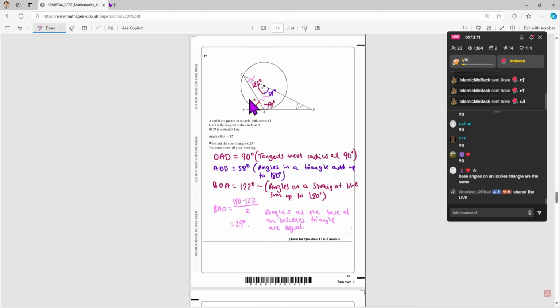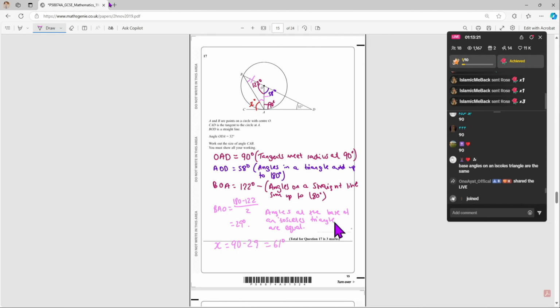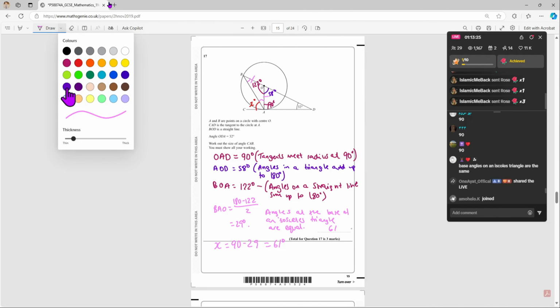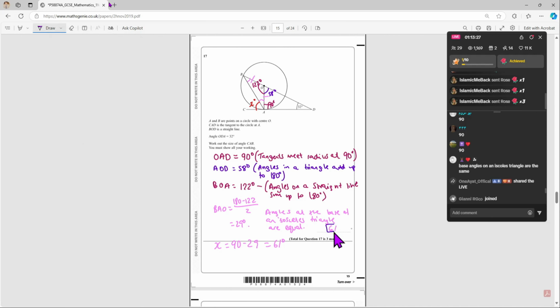So then, to work out the value of x, we know that tangents meet the radius at 90 degrees. So to get the value of x, we have to do 90 minus 29 to get 61 degrees, and that will be your answer. 61 degrees will be your answer. Okay?